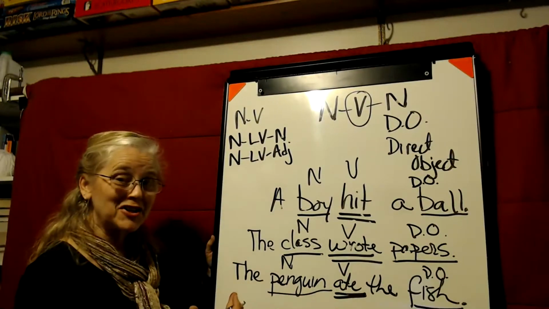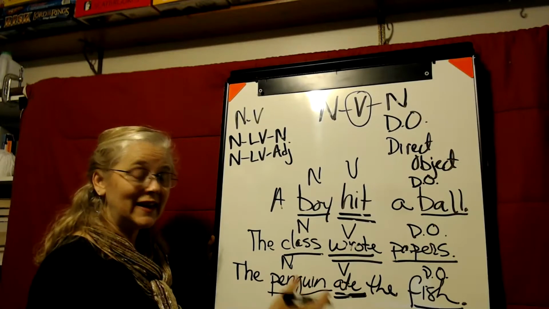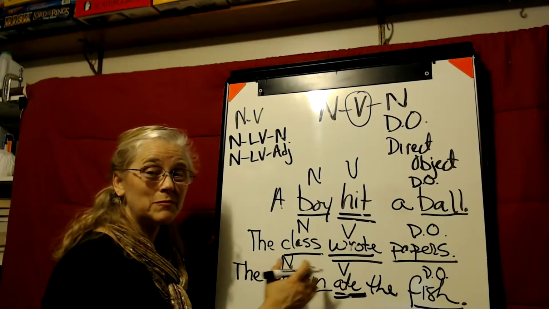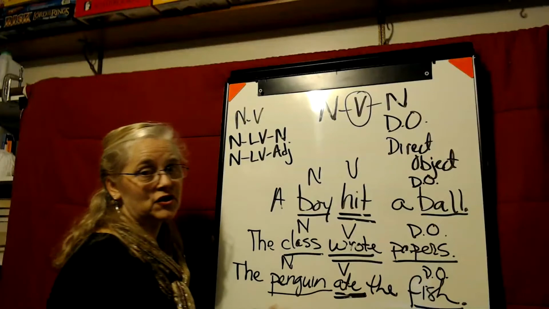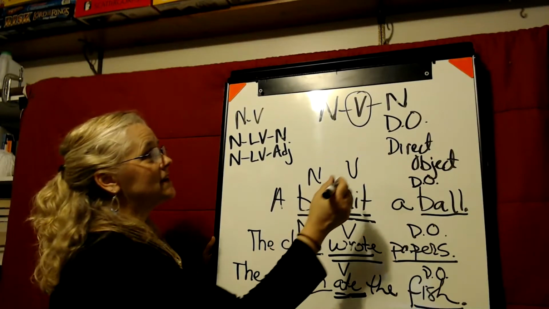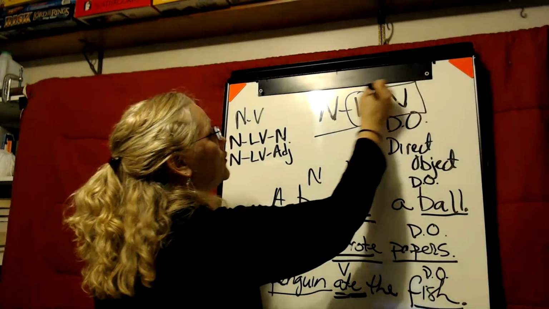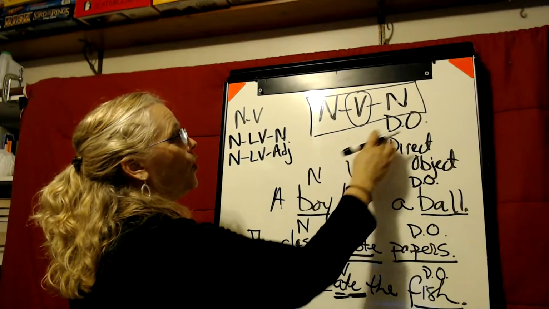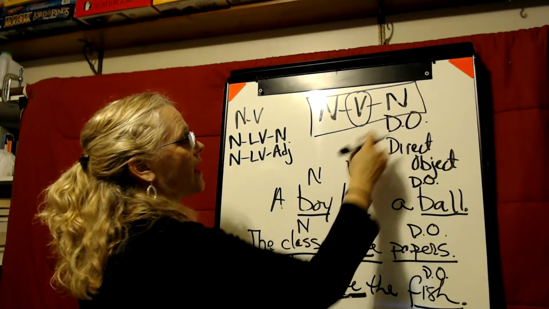So what's our action in the sentence? Ate. Who's doing the eating? Penguin. What's being eaten? The fish. So that is our noun, verb, noun, or you could say subject, verb, direct object.